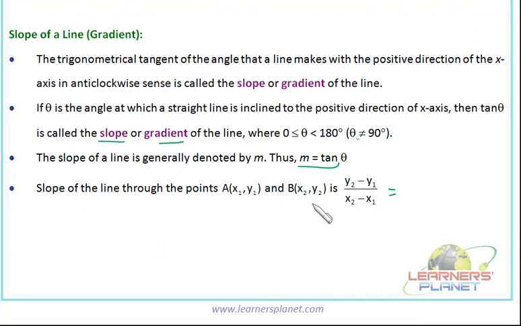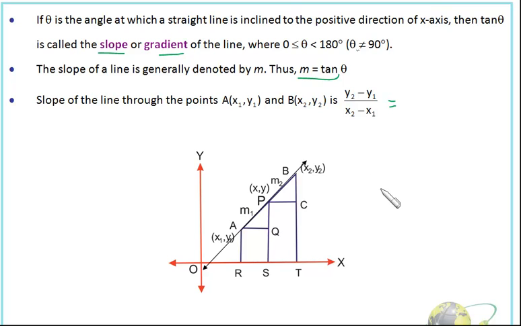We'll see the derivation of this, so not to worry about it. As of now, just keep this thing in mind. The slope is nothing but the difference between ordinates by difference between abscissa. Now we see how to find the slope of a line that is passing through 2 points. Here it is passing through 2 points A and B, (x1, y1) and (x2, y2).